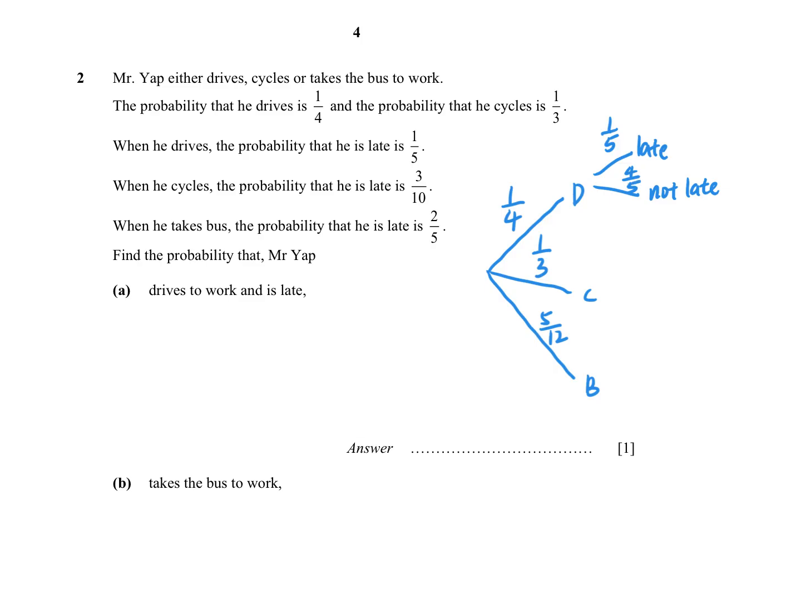When he cycles, the chance he is late is 3/10, so not late is 7/10. Lastly, if he takes the bus, late is 2/5, so not late is 3/5. Now find the probability that he drives to work and is late.